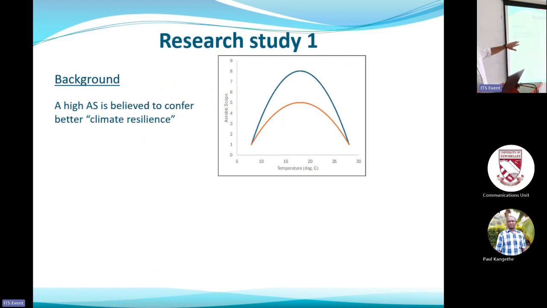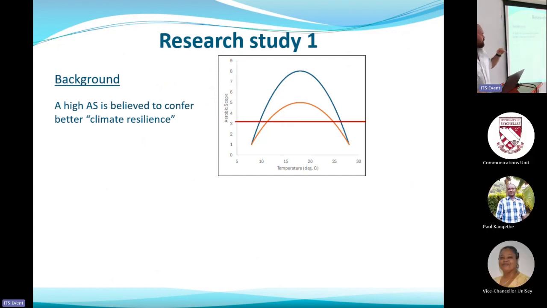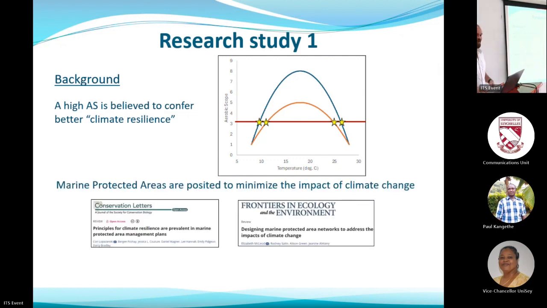So there's a graph of two aerobic scope curves. And let's just say that your threshold level to persist in the area has to be just above 3. If you have a low aerobic scope curve, like the orange line, you can occupy temperatures between those two stars. Whereas if you have a higher aerobic scope curve, you can occupy a broader temperature range, and thus you're potentially less affected by whatever thermal change is happening in that particular region. So that was the idea: a higher aerobic scope is better for climate resilience.